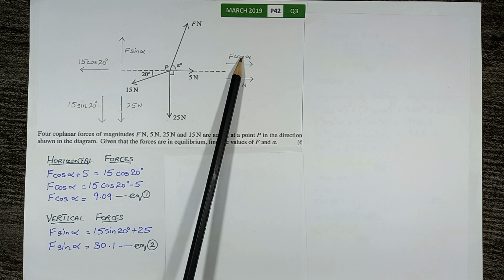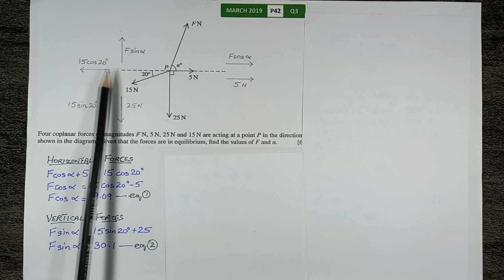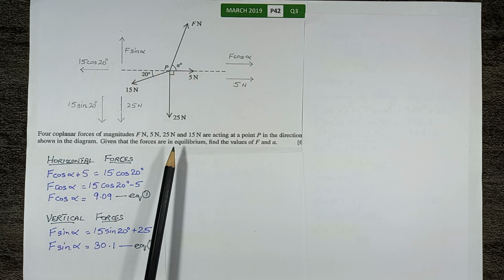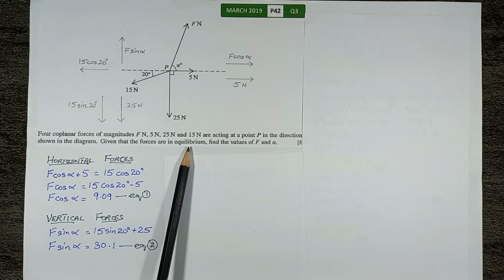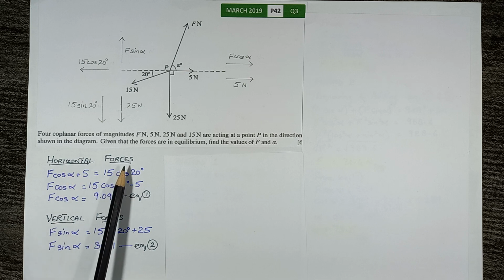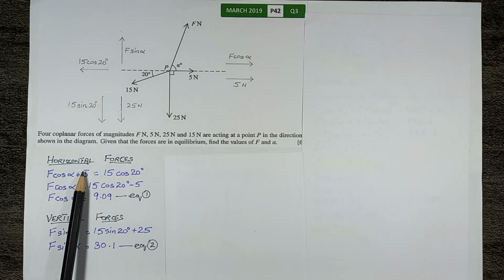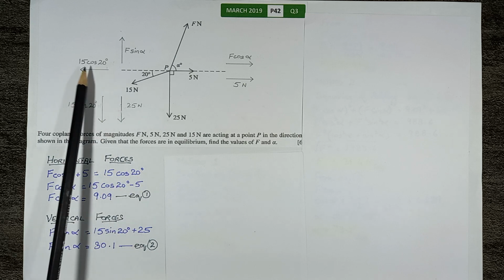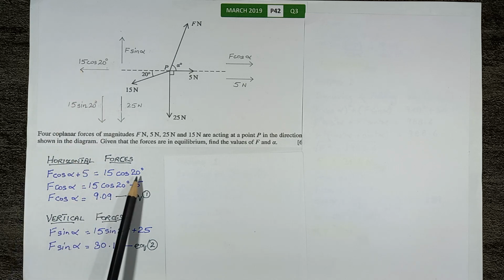So by considering these, because the condition is that the forces are in equilibrium, we have written over here that the horizontal forces are F cos alpha plus 5, which is over here, equal to 15 cos 20, which is over here. After solving 15 cos 20, moving this plus 5 over there, and simplifying it, we have a condition, and we have written it as equation 1.